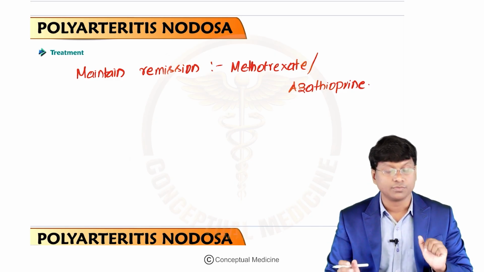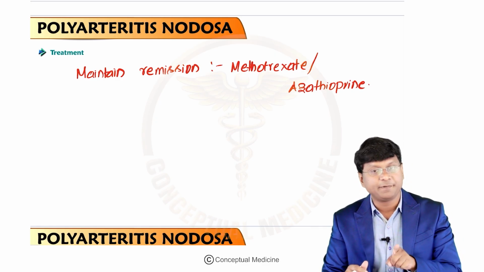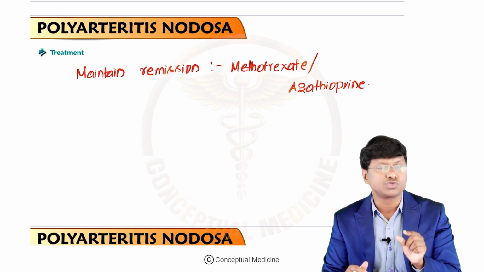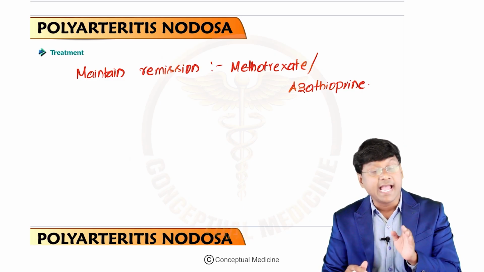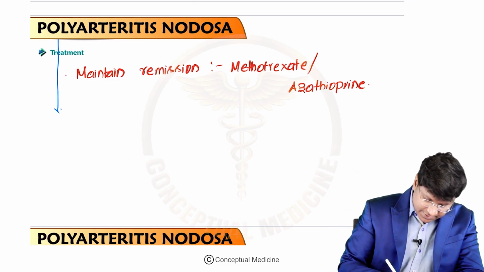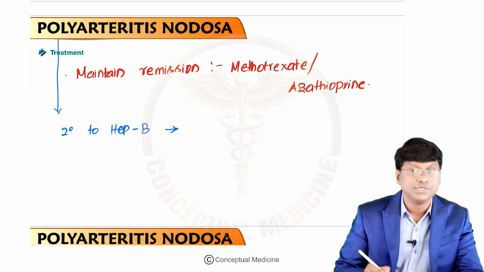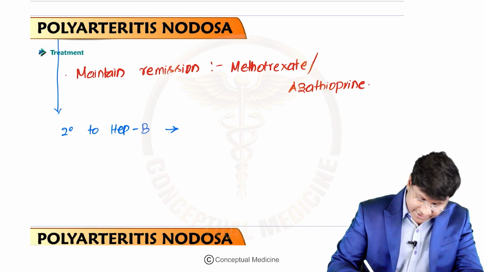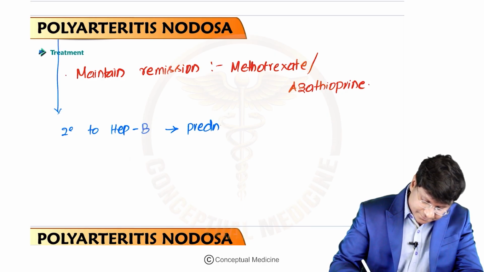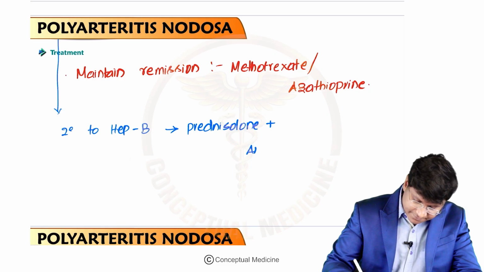That is very important. Now, for patients with polyarteritis nodosa associated with hepatitis B, the preferred treatment regimen is a short course of prednisolone accompanied by anti-HBV therapy. So if the development of polyarteritis nodosa is secondary to hepatitis B, then in these patients you need to give the short course of prednisolone, along with the anti-HBV therapy.